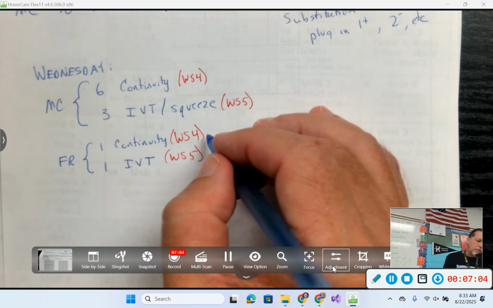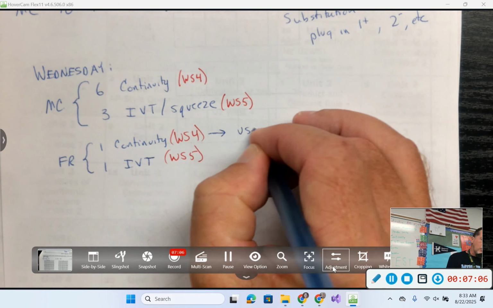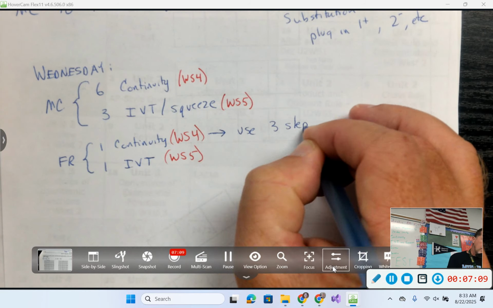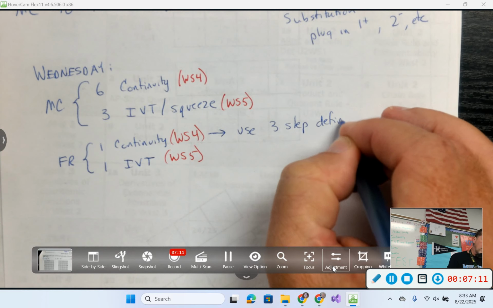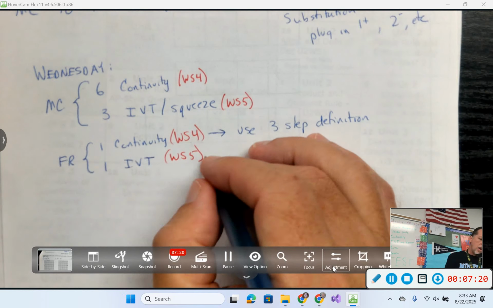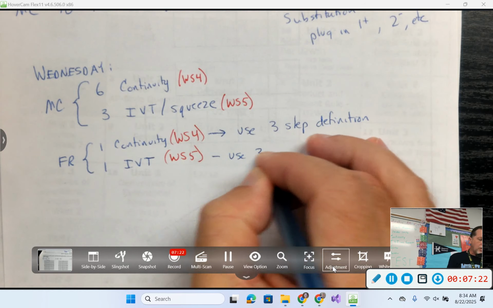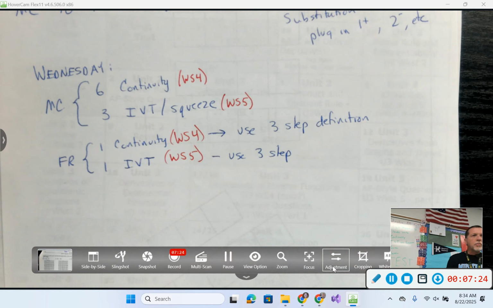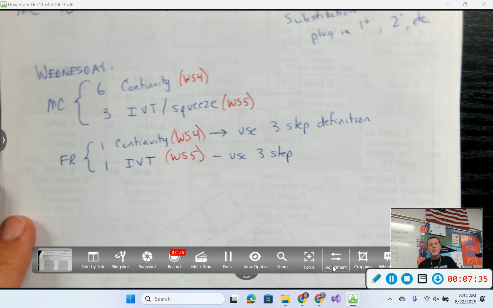I'll tell you right now, the free response continuity, you're going to have to use the 3-step definition or the 3-step proof. Left limit equals right limit equals function value. IVT you also have to use, it's a different 3 steps: it's continuous, set up the endpoints, everything's between here and here, and then make your conclusion, yes or no, on whatever the conclusion is.